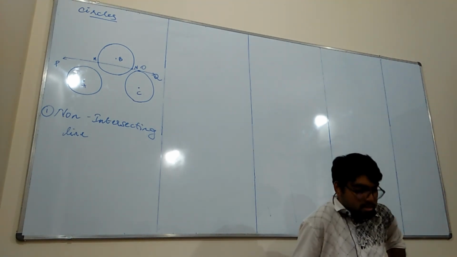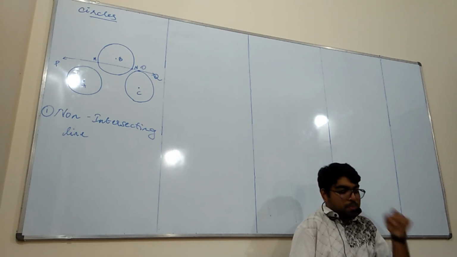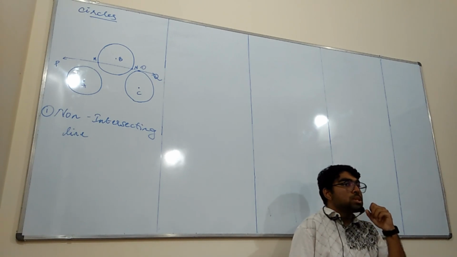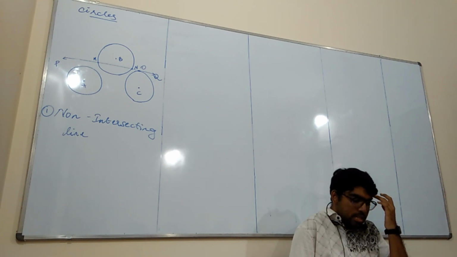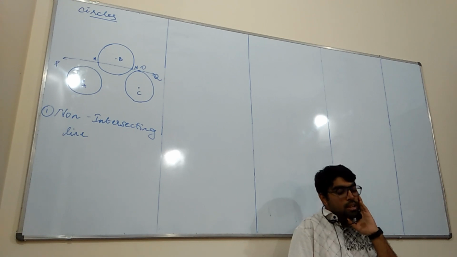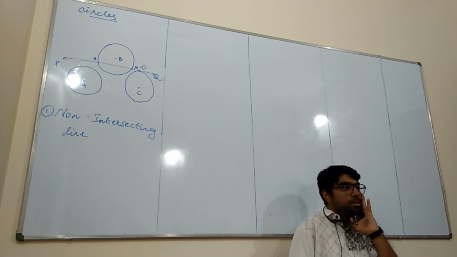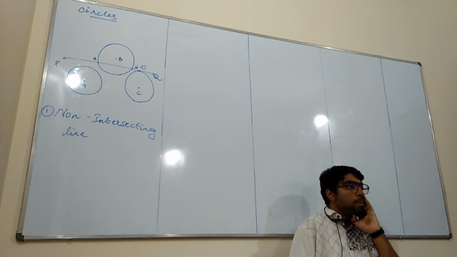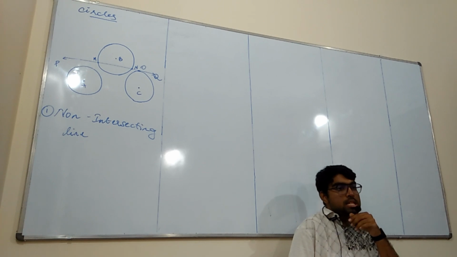Next, in this case, comma, PQ is called the non-intersecting line. Full stop. PQ is a non-intersecting line for a circle centered at A.